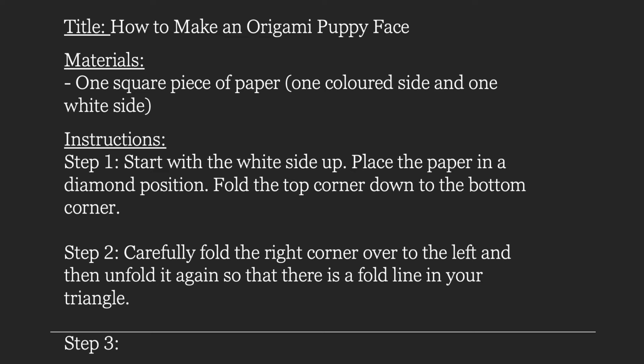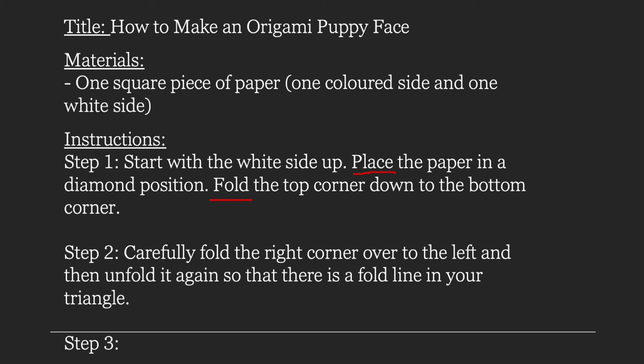So I need to tell the reader exactly what they need to do. And again, I need to focus on the verbs. So the doing words, the action words. So here, I said place, and I'm going to underline it. The paper in a diamond position, so you know exactly what to do. The next part says fold. So this is again giving the action to the reader, what they need to do next.